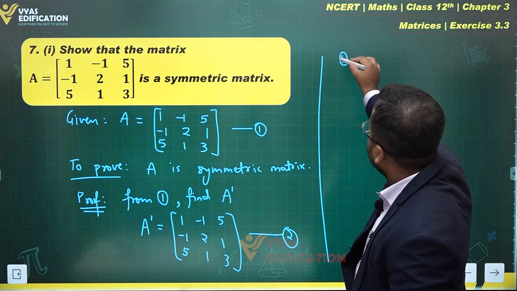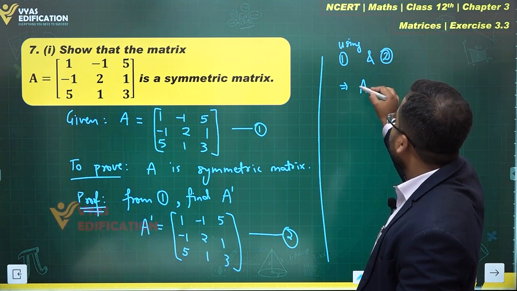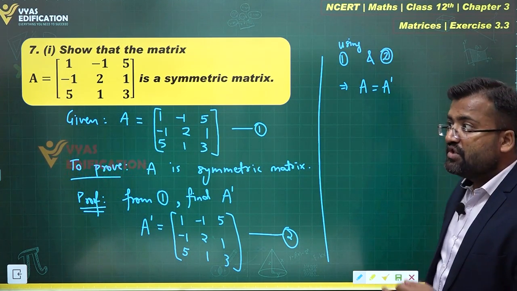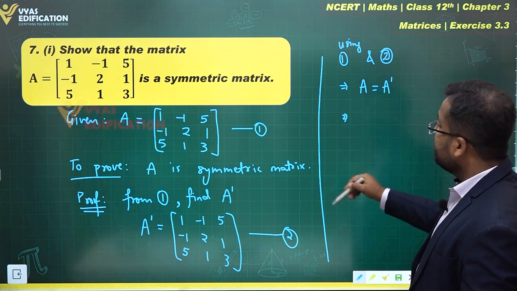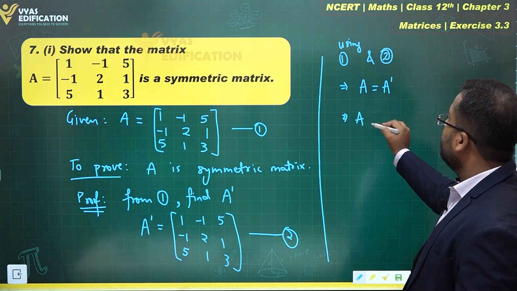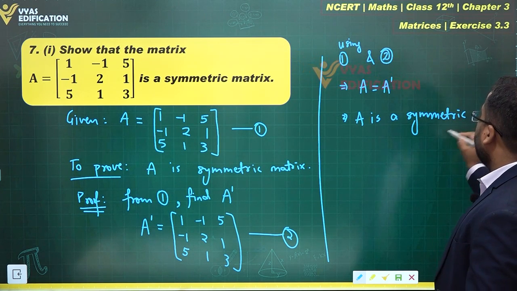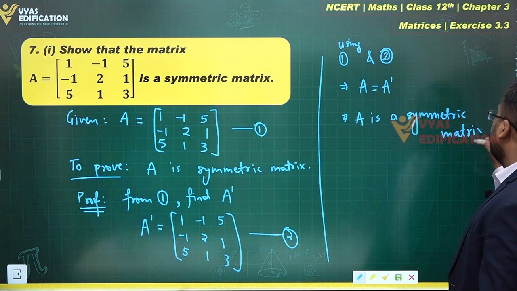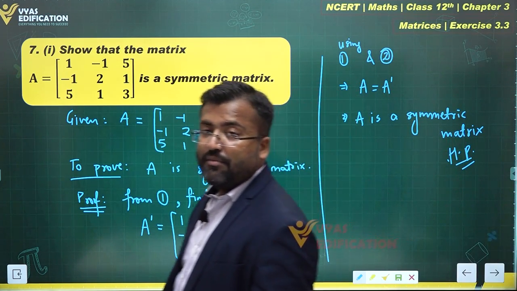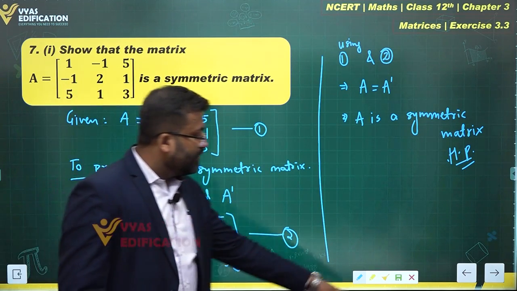So using 1 and 2, we obtain that A is equal to A transpose. This implies, from the definition of a symmetric matrix, that A is a symmetric matrix, right? This is what we wanted to prove. Yes, that's a complete proof for this one. And this is the first part of the 7th question. Let's take a look at the next part.